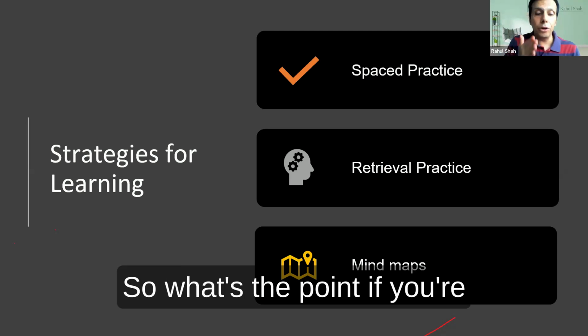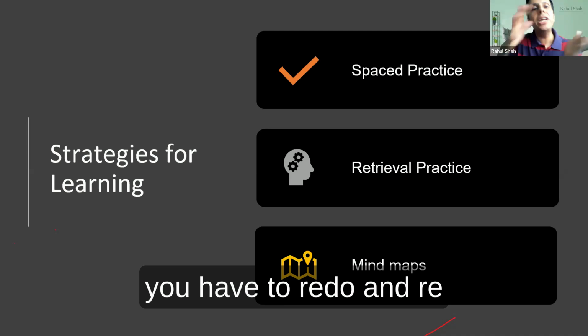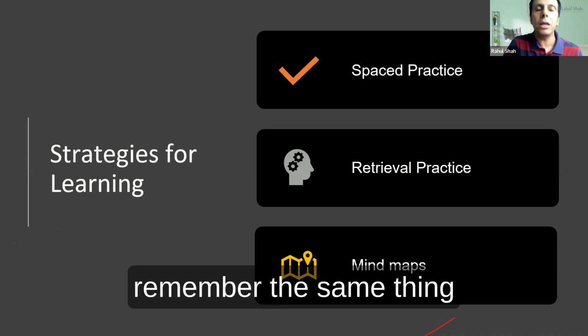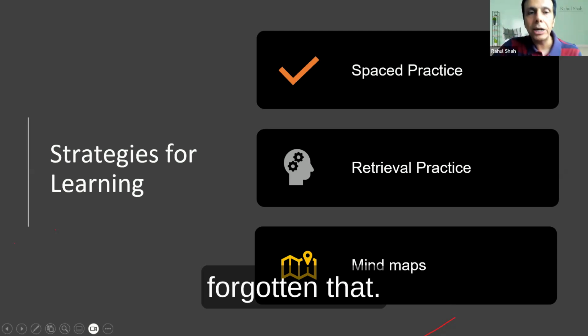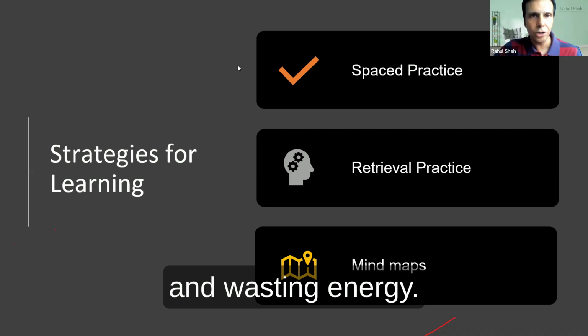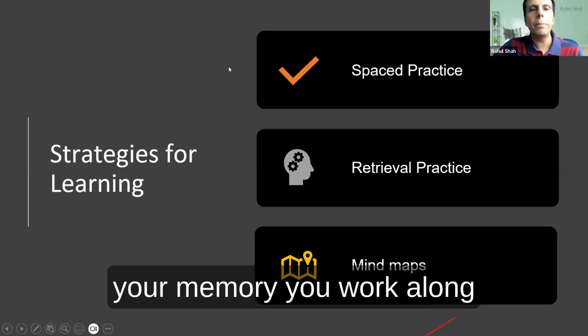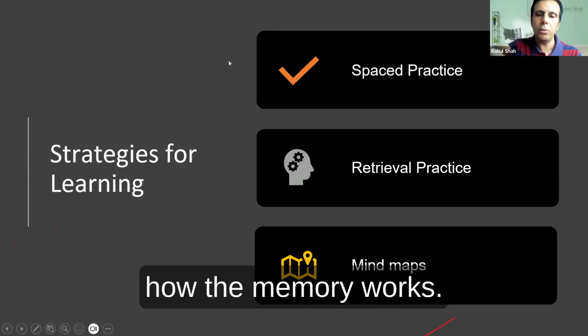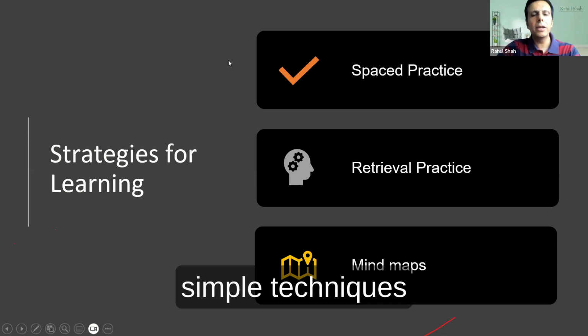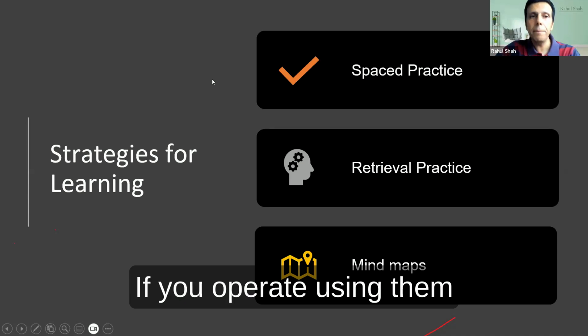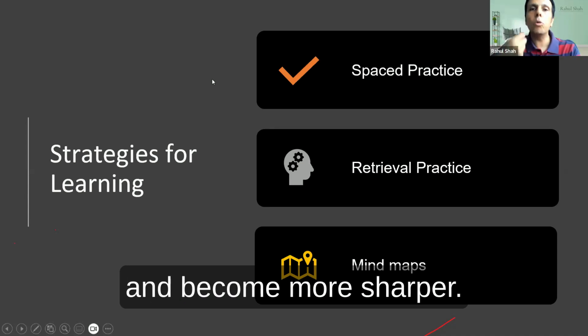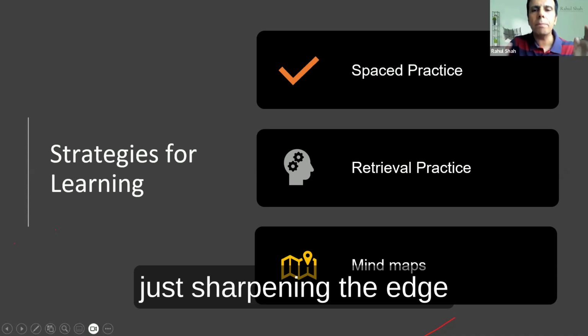So what's the point if you're cracking the unit test, but you have to redo and remember the same thing which you have learned for the unit test because you've forgotten that, right? So you're wasting time and wasting energy. And how can you ensure your memory, you work along how the memory works? So I think some simple techniques, which are well-known scientific techniques, if you operate using them, I think you can learn better and become more sharper. I think that's what it is. Just sharpening the edge is what is required in programs like this.